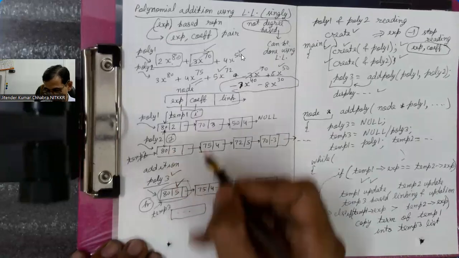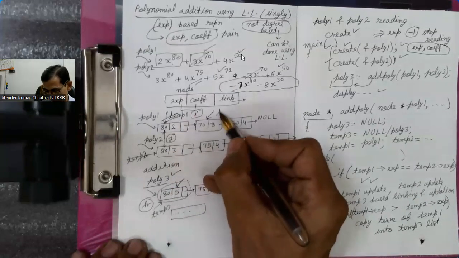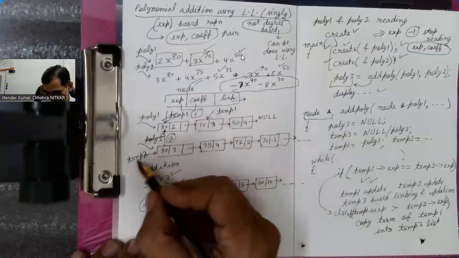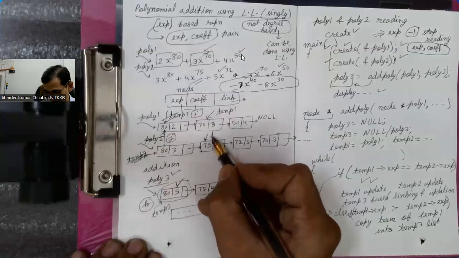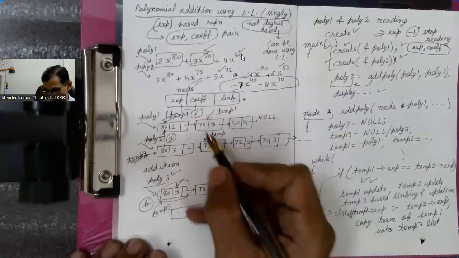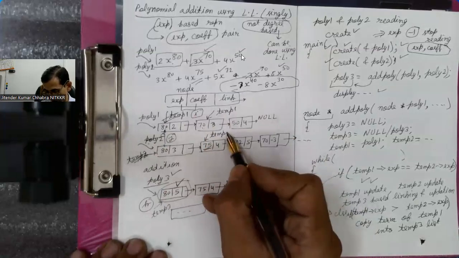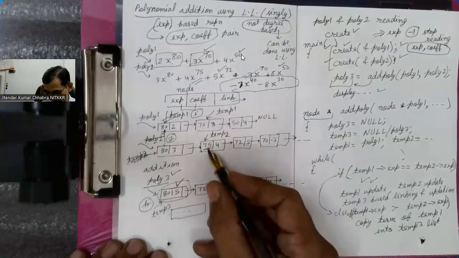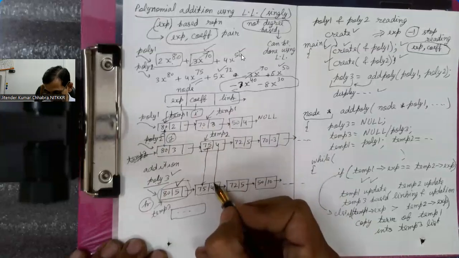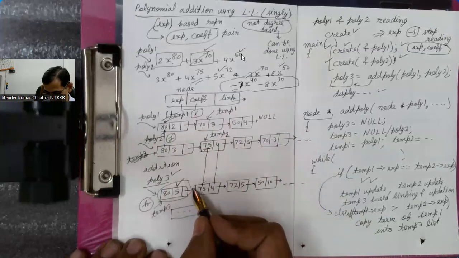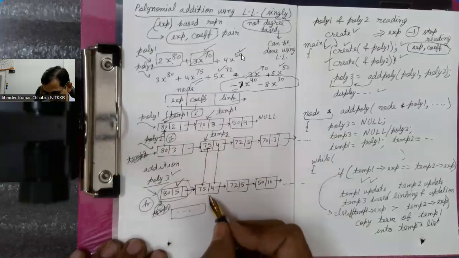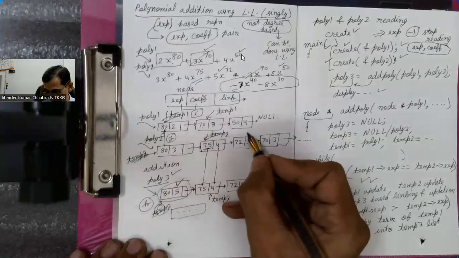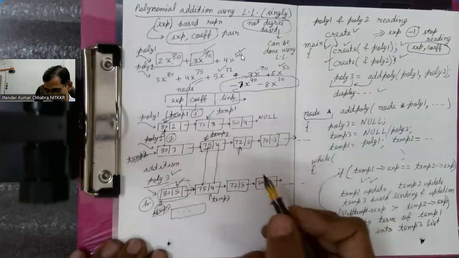these two are added, and then temp1 shifts. Temp2 also shifts. Now both will be compared. This is greater. So that means another node is to be created. 75 as it is, 4 as it is, with the previous temp3 link to be done. Of course, temp3 also should come here now. Temp2 should be shifted because this has been exhausted.